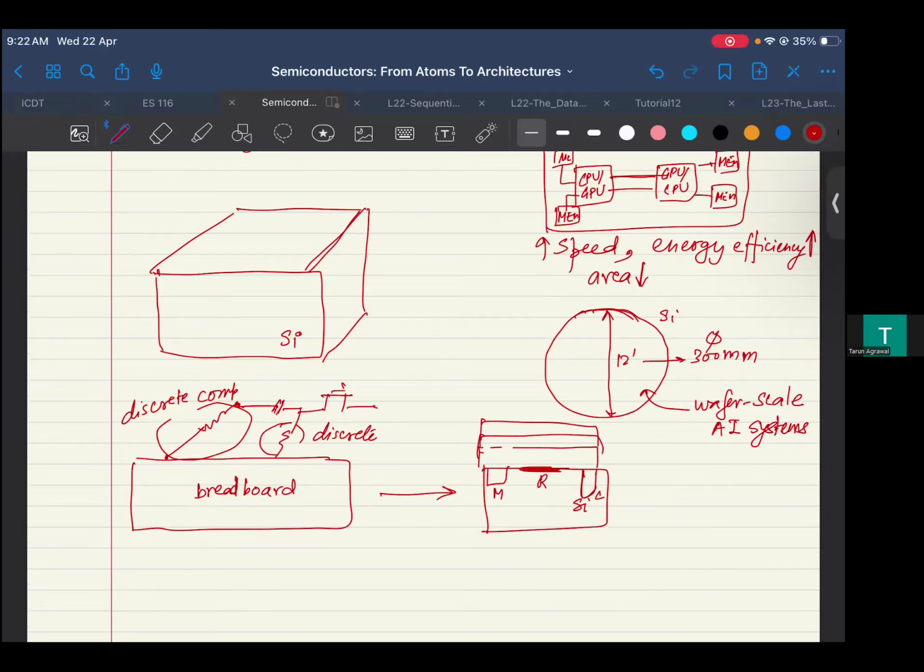So there are multiple metal layers in the back end of line. Where these components are fabricated is what we know as the front end of line. Where these connections are made is what we call the back end of line. That is the traditional definition of this, right?